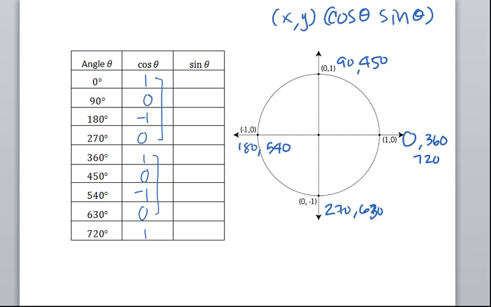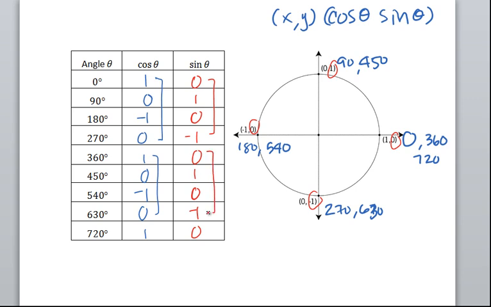Alright, let's take a look at sine of theta. Those are the y values. I'm just going to circle them just to make life a little bit easier as we go around. Sine of 0 is 0. Sine of 90 is 1. Sine of 180 is 0. Sine of 270 is negative 1. Back around again, our periodic function repeats. Sine of 360 is 0. Sine of 450 is 1. Sine of 540 is 0. Sine of 630 is negative 1. And back over to sine of 720 is 0.